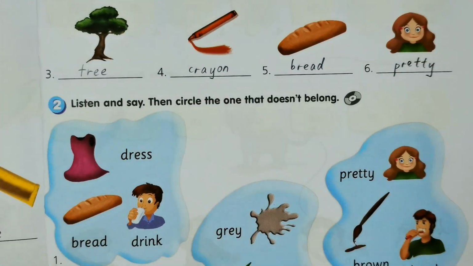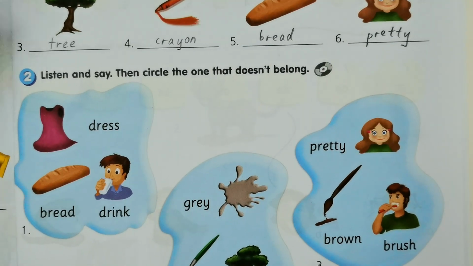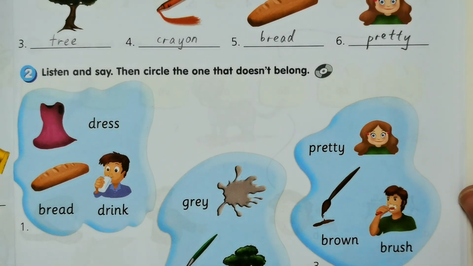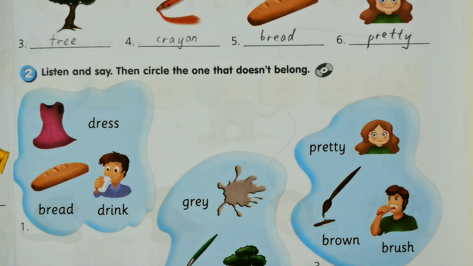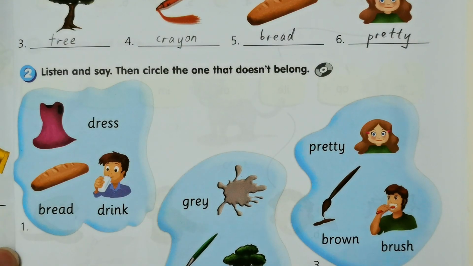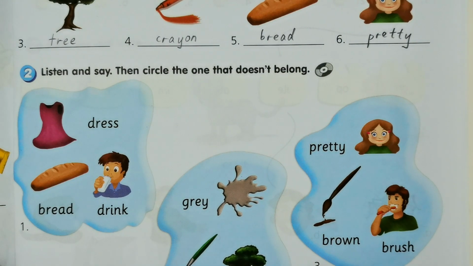So next I move on to activity 2. Listen and say, then circle the one that doesn't belong. So you need to play the CD. I will play the audio now, so listen carefully.